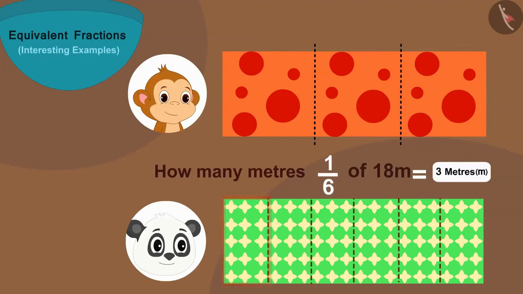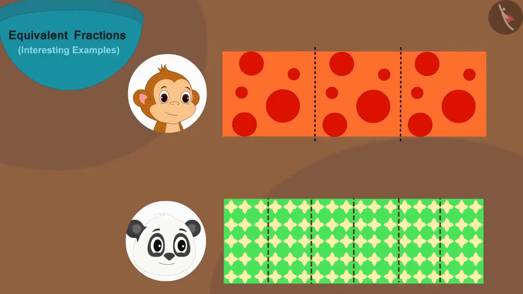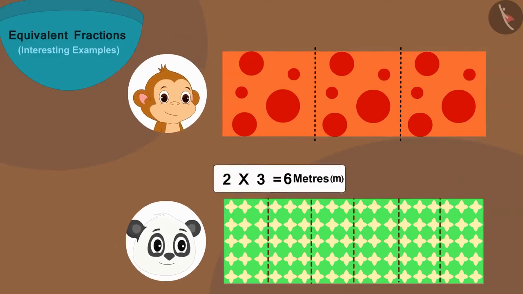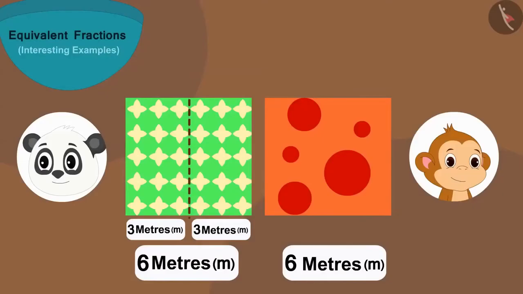3 meters. But Golu has given 2/6 part to Babban. That is 2 parts out of 6. In this way, Golu has given Babban 2 times 3 or 6 meters long cloth. So you see, children, Golu has given Babban equal length of cloth.